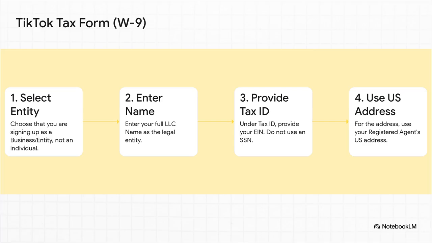So, when you get to that tax form page inside the TikTok app, don't sweat it. This is exactly what you're going to do. First, when it asks who you are, pick business or entity, not individual. Then, for the legal name, you type in the full name of your LLC. For the tax ID, you put in that shiny new EIN. Do not put an SSN or anything else there. And finally, for the address, just use the US address that your registered agent gave you. That's the combo that gets you approved.